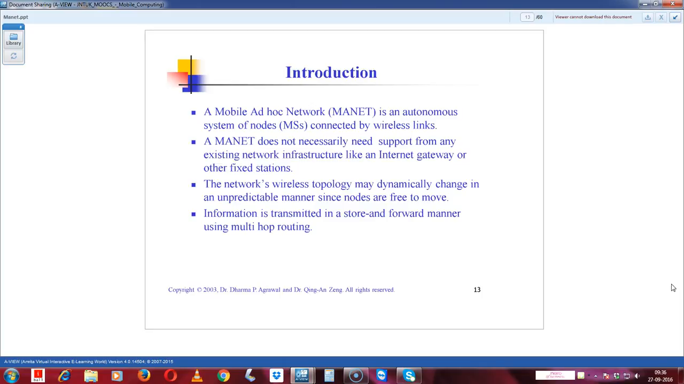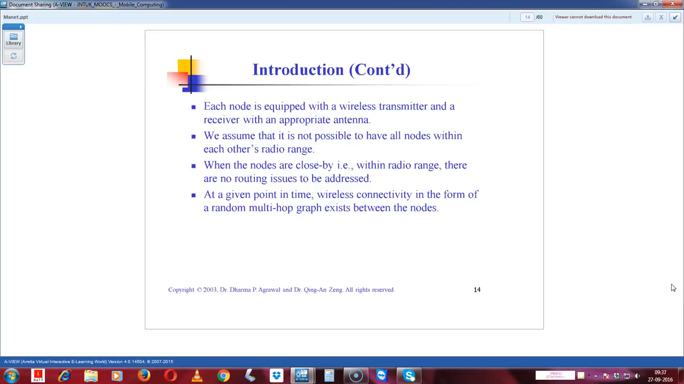Depending upon that, we need to change our routing algorithms also, and they will be dynamic. You need to dynamically figure out what kind of intermediate nodes I have right now so that I can go and talk to my destination. In this case, information is transmitted in a store and forward manner in multi-hop routing. Your information will be stored in some intermediate nodes and then forwarded to other nodes. You need multi-hop routing, so you need some intermediate nodes in the case of mobile ad hoc networks.